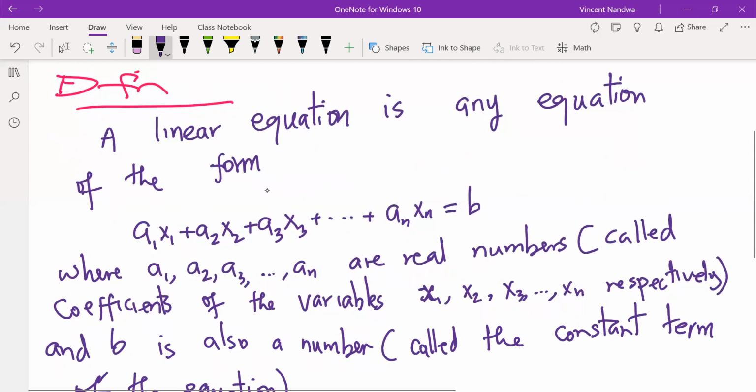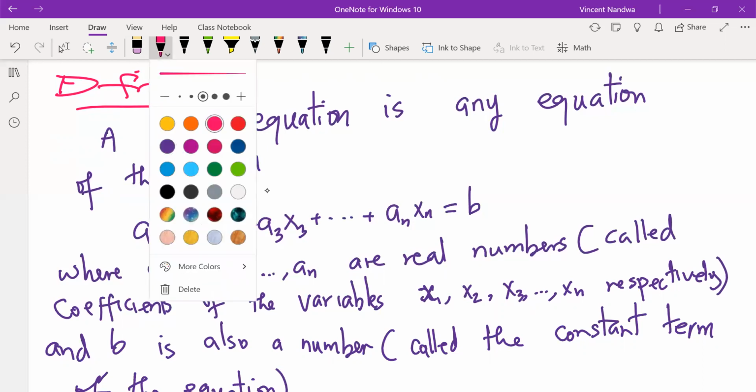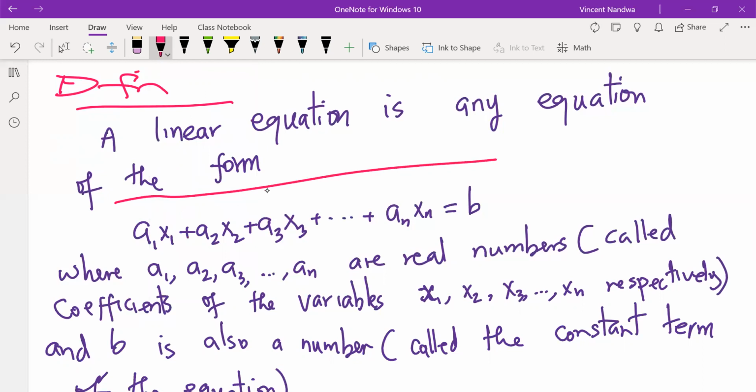So it should be noted that x1, x2, x3 up to xn are variables, and they can be any other letters. You can as well use y1, y2, y3 up to yn, or z1, z2, z3 up to zn. So if we have an equation of this form, where there are no products of variables and the highest power of each variable is 1, this is called a linear equation.